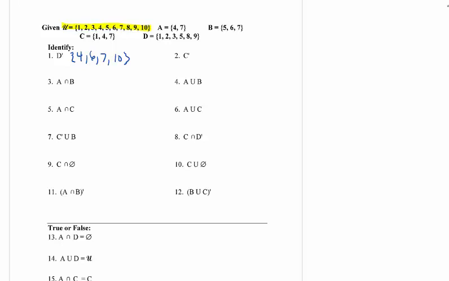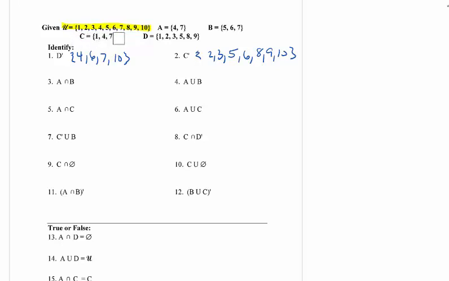Going to our right, number 2 is C prime. We're now looking at C, which is 1, 4, and 7. I'm going back and saying, don't include 1, 4, and 7. So 2 and 3 work, 4 does not. 5 and 6 work, 7 does not. 8, 9, and 10 work. Because we were looking at the universal set and C, what is not listed from C in the universal set? That's what the complement means.